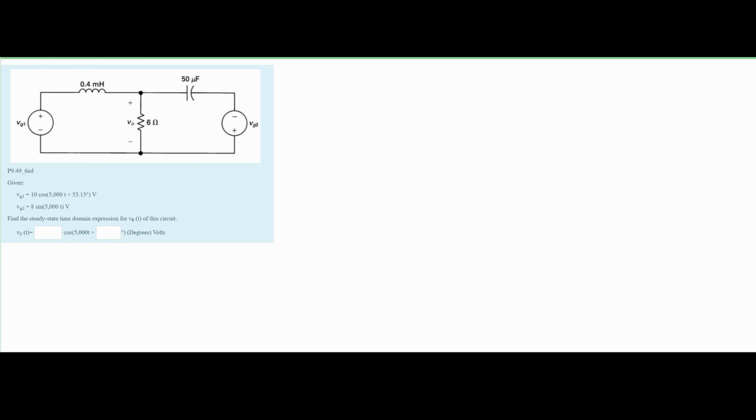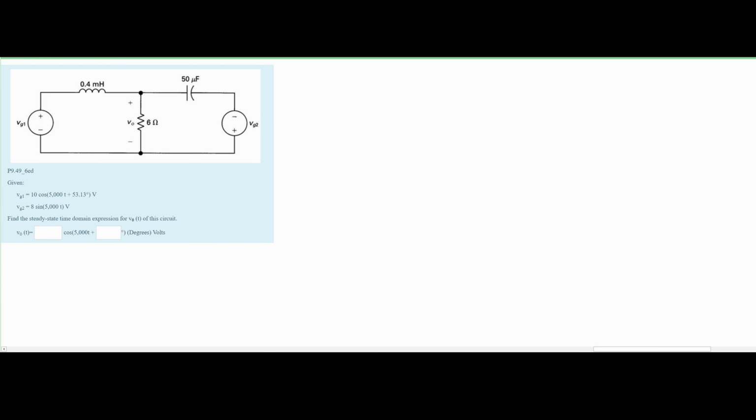In this problem, we are given the following circuit diagram. It doesn't look too complex, but it kind of is, depending on how you look at it. We are also given this vg1 and vg2, which we're going to plug into our voltages over here, and we need to find the steady state time domain expression for the v0(t) of our circuit.